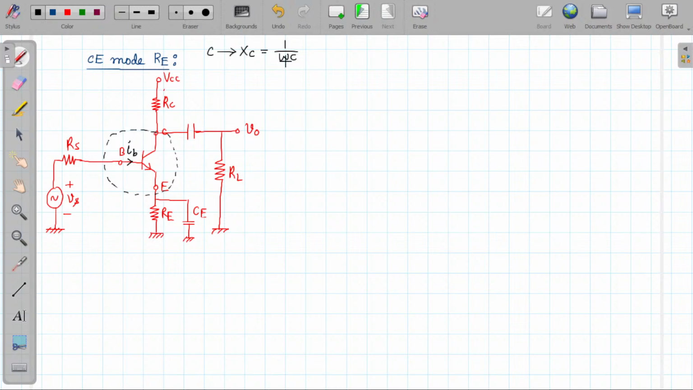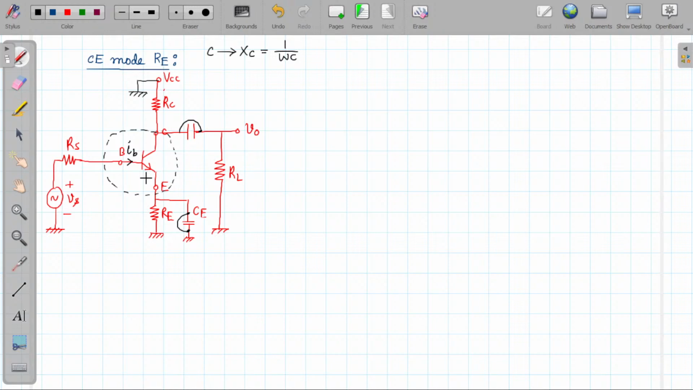If omega is very high, XC will be very low, which means the capacitors will be short circuited. So all the capacitors will be short circuited for AC analysis, and VCC will also be 0. That means the VCC terminal will be grounded for the AC analysis. Now, the first thing is to replace this transistor using the RE model.